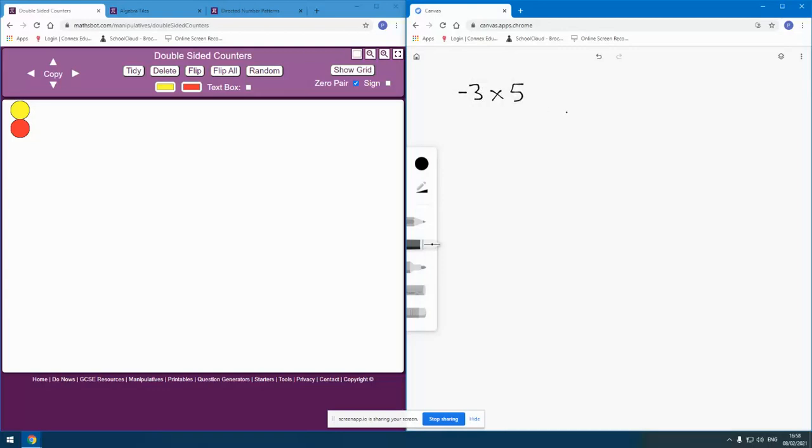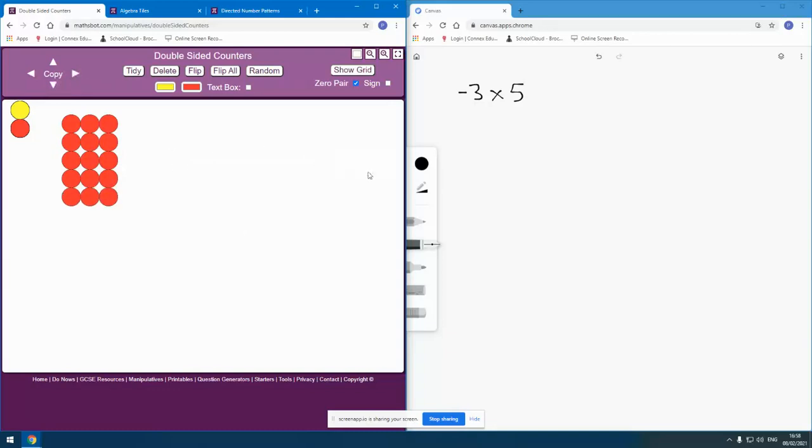And of course, for something like this, a repeated addition argument will work quite nicely. Here is negative 3. And then here is that repeated 5 times, perhaps to create an array, or I could just carry that on 5 times. And we can see there that we've got negative 15. And there's no real conceptual leaps for pupils there. If they're used to seeing 3 times 5 in this way, then they'll be used to seeing negative 3 times 5 in this way.